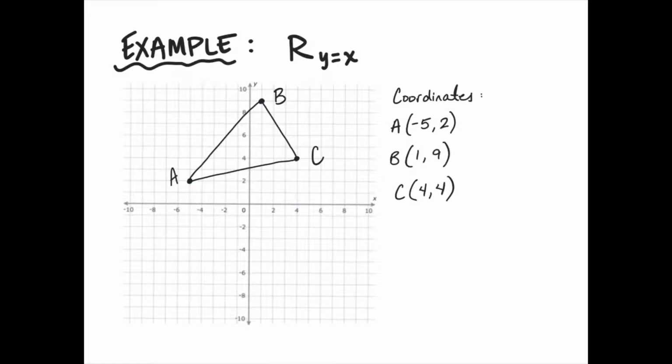Now we're going to reflect over the line y equals x, which is a diagonal line that has a slope of 1 and a y-intercept of 0. So the line y equals x, let's highlight that. It's going to start at the origin and have a slope of 1.